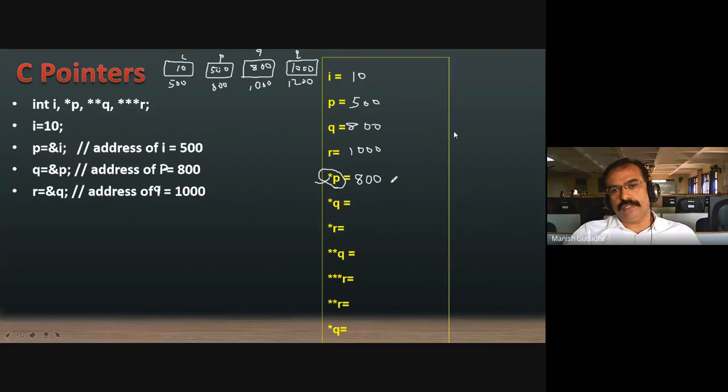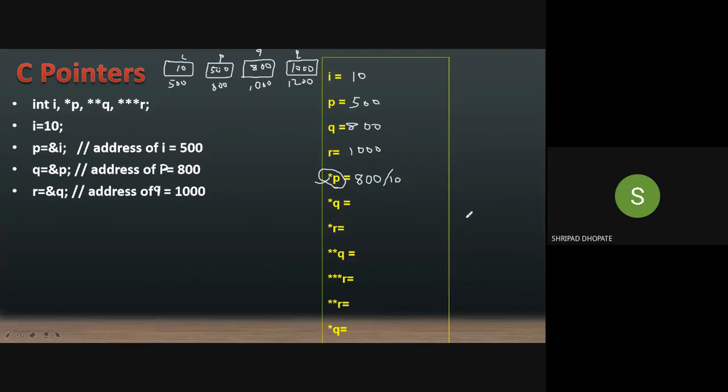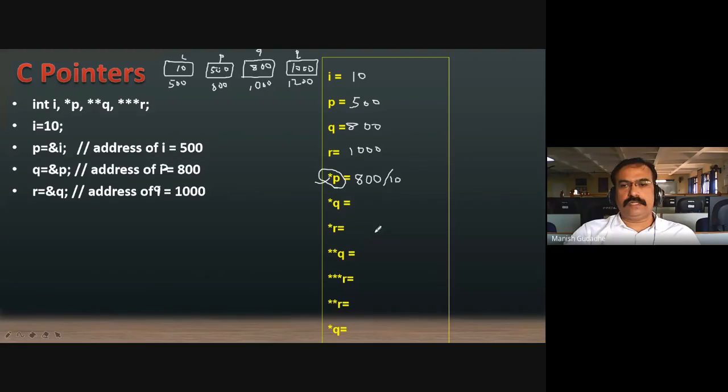Rahul Mishram, you put your mic off. Rahul Mishram answered as 10. So, what is the correct answer? Can anyone else answer? 10. Okay, someone answered 10. 10 is the correct answer because 800 is the address of P, not value at P. Read it as value at P. What is value at P? P is 500 and value at 500 is 10, not 800. So 800 is the wrong answer.